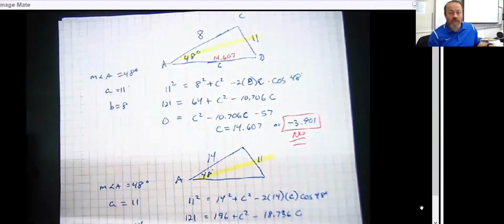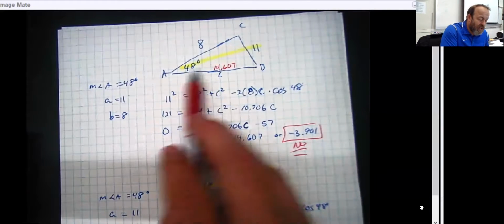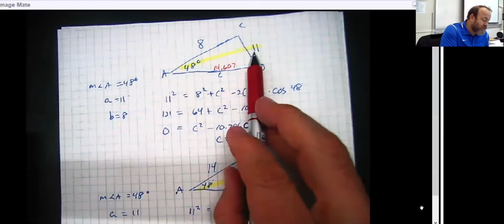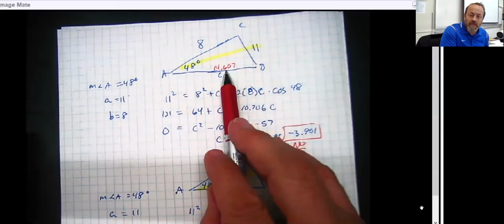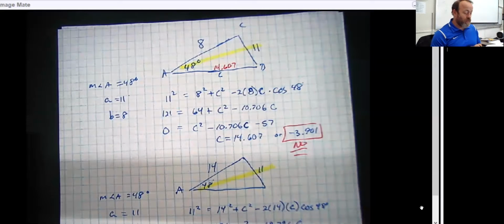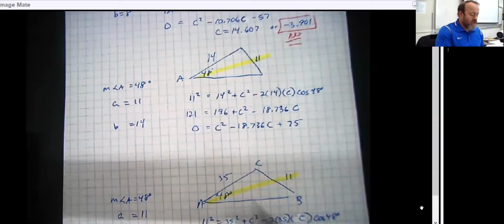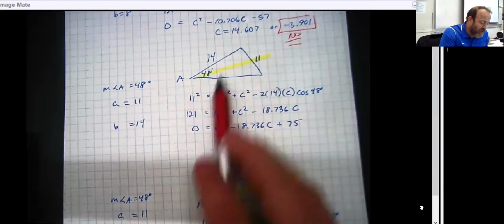Now if I wanted to, I could use the law of sines, because I could then say the sine of 48 over 11 equals the sine of C over 14.607. I could continue this problem and finish it out if I wanted to, but I really just wanted to get off the ground with it. Now, I changed it to this story right here just so you could see. Again, I started with the 11. They're across from each other.